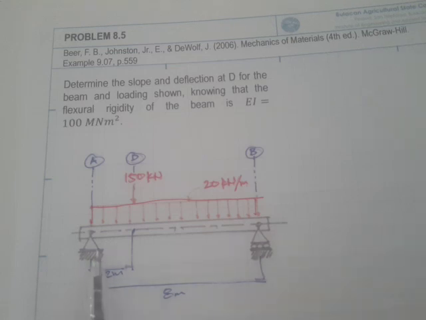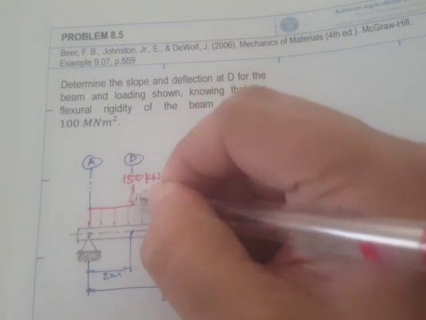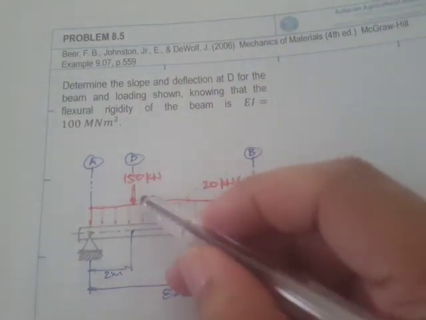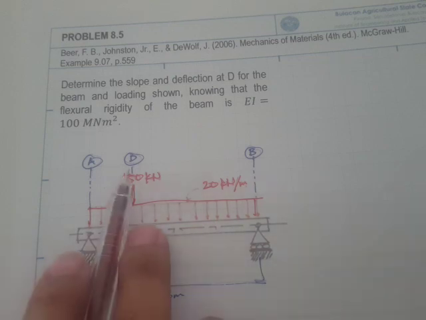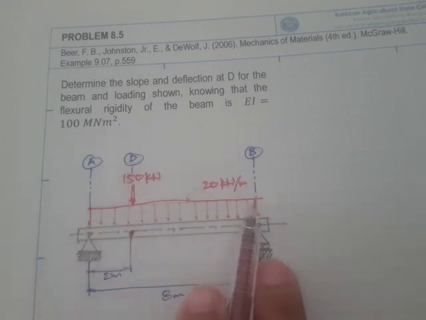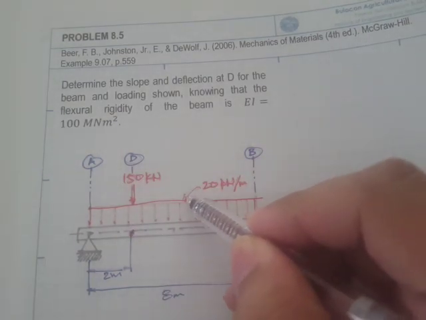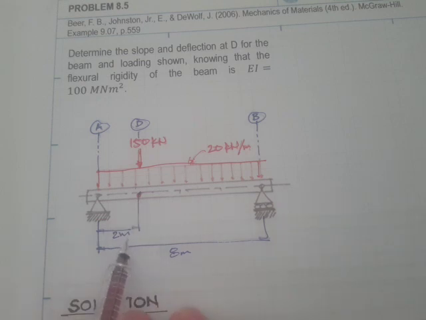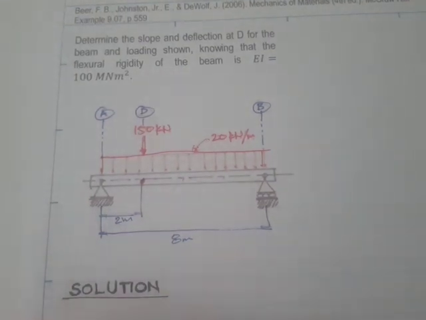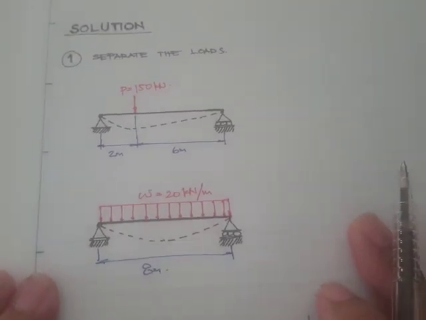It's a simply supported beam, and we have a uniformly distributed load plus another concentrated load acting at this point, and the point here is the point D. So here's our A, here's our point B, and here's our point D. Now the distance from the support at point A to D is 2 meters, and the total length is 8 meters.